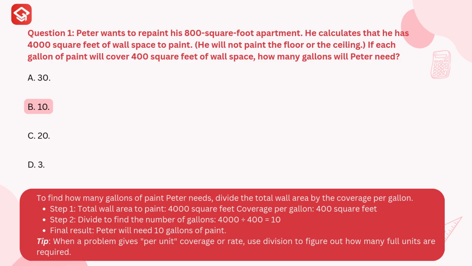Here is a tip. When a problem gives per unit, coverage or rate, use division to figure out how many full units are required.